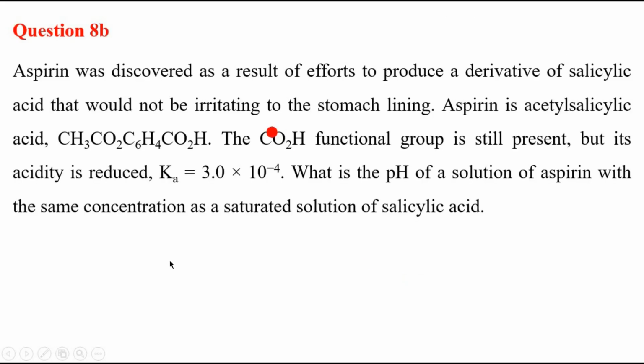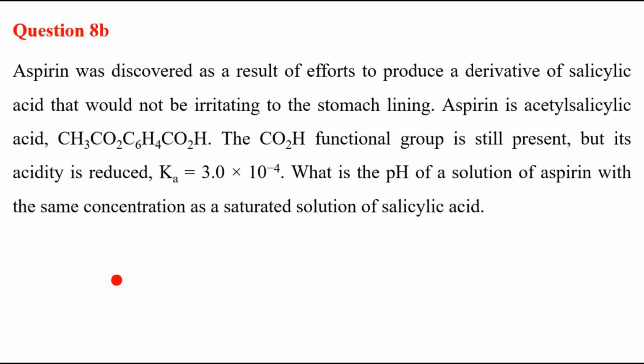So let's go to question 8b. Question 8b, what is it asking? It is saying aspirin was discovered as the result of effort to produce a derivative of salicylic acid. We have seen the formula for salicylic acid in 8a. Now they are saying that they have produced aspirin from salicylic acid. This was because we were producing a derivative of salicylic acid that was not irritating the stomach lining.